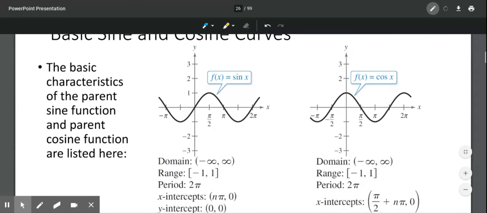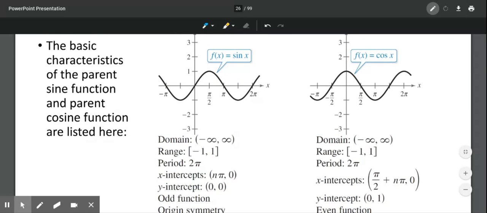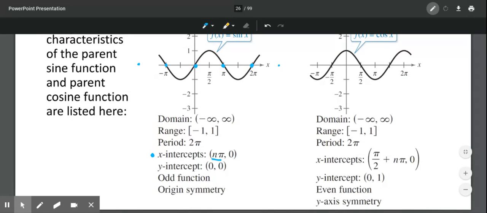All right, here's your basic characteristics slide that just gives you all of your information that we've been talking about. The domain, the range, period, the x-intercepts. If you notice for sine, we're talking about right here, it says n pi. So at 0, at 1 pi, at 2 pi, if you kept going, it would be at 3 pi, and then the negative pi, negative 2 pi. Okay, your y-intercept is at 0, 0. It's an odd function and it has origin symmetry.